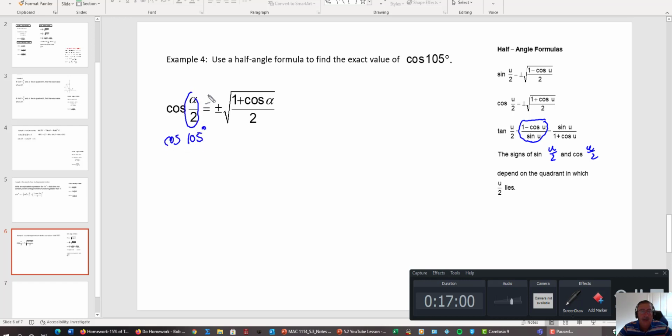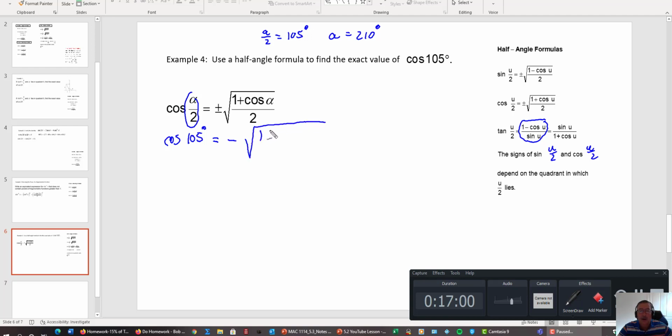Now this is the half angle. So if a over 2 equals 105 degrees, multiplying both sides by 2, this is going to equal an angle we know. Now what sign is the cosine in the second quadrant? The 105 degrees is in the second quadrant, so that's what I mean by it depends. The signs depend. You can't put plus or minus for the answer. The cosine is going to be negative in the second quadrant.